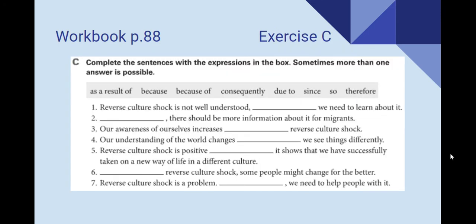Now, let's work on exercise C. Here, we're going to complete the sentences with the expressions in the box. Sometimes there is more than one correct answer. Let's take a look at number 1. Reverse culture shock is not well understood, comma. We need to learn about it.